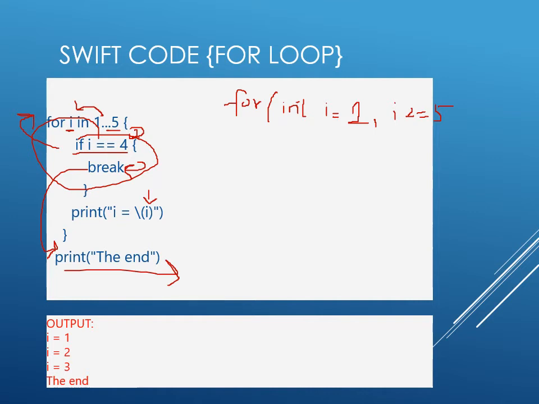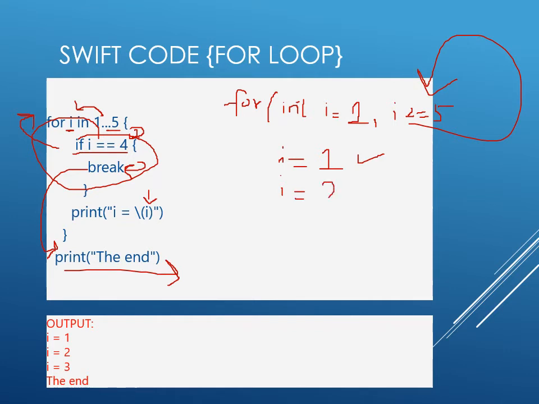So first of all, for i is equals to 1, this statement will be executed. i is equals to 1, then incrementation will be done. And in Swift, we don't have to specify our incrementation statement. It automatically goes from 1 to 5 until this 5 or this 1 turns out to be 6 and this condition becomes false. i is equals to 1, it will print 1. Then it will do incrementation automatically.